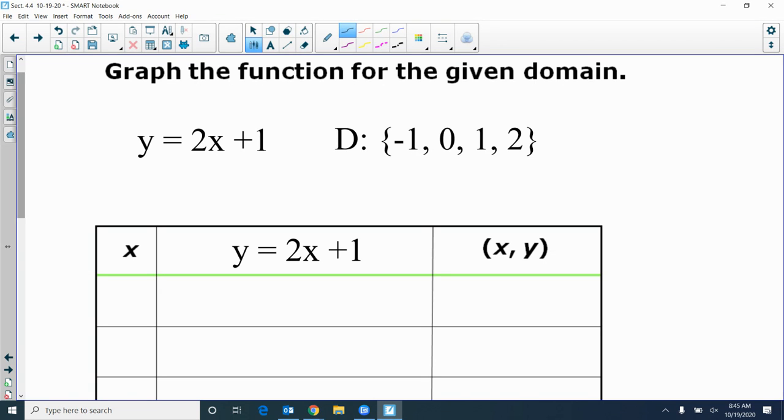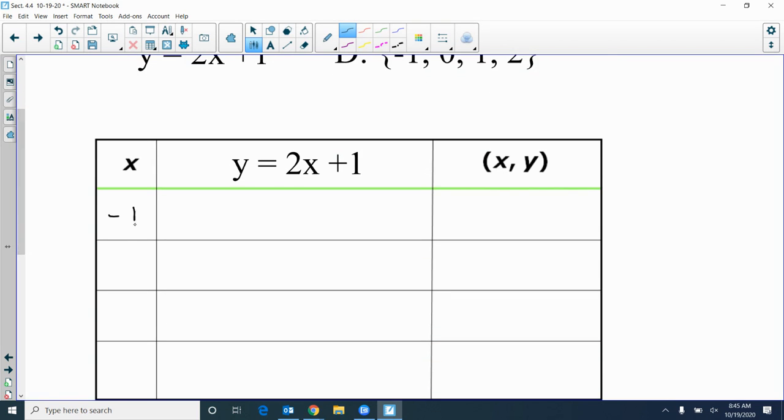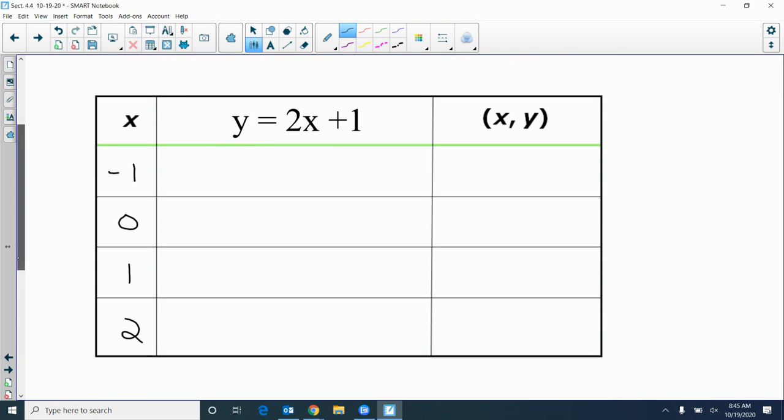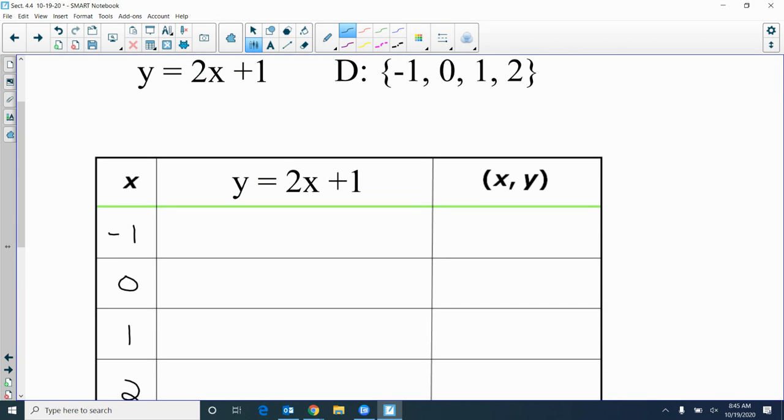Okay, so this first one looks the same on your paper as you see up here. It tells you when it says D, you see where it says D behind that? That's telling you the domain. It says you plug in those numbers. It's telling you what numbers to plug in. So I gotta plug in -1, I gotta plug in 0, I gotta plug in 1, and I gotta plug in 2.